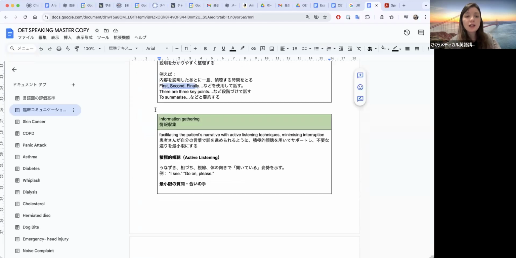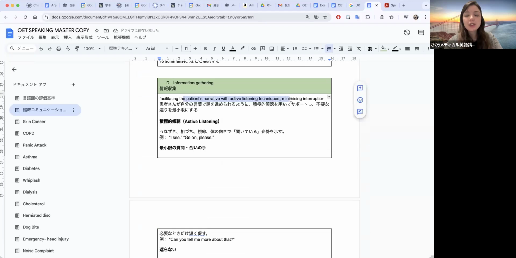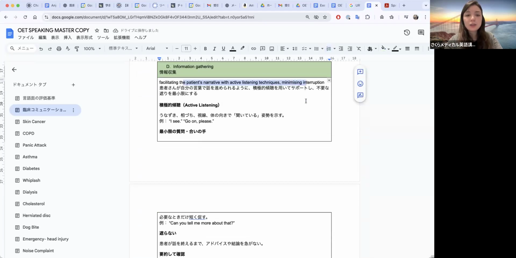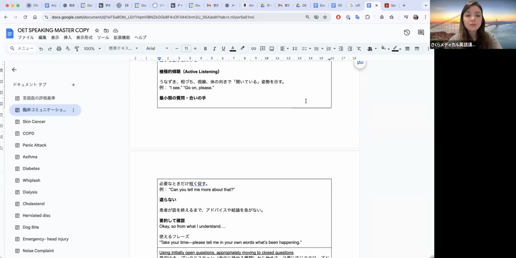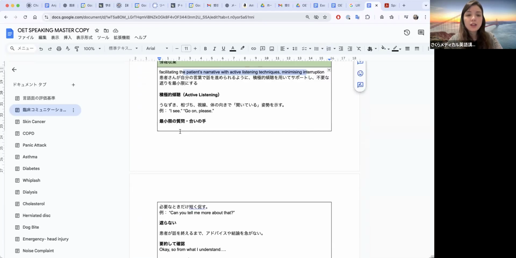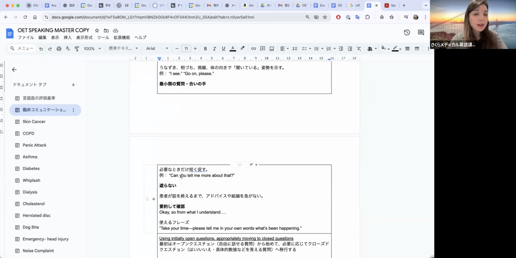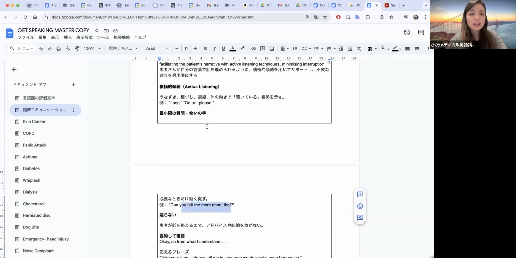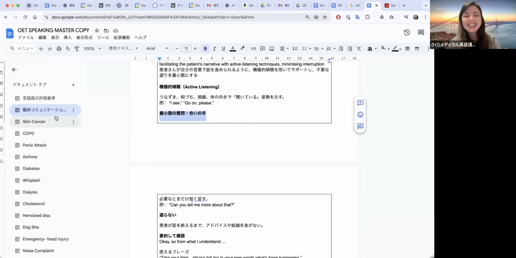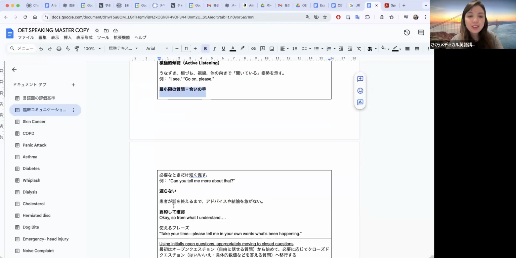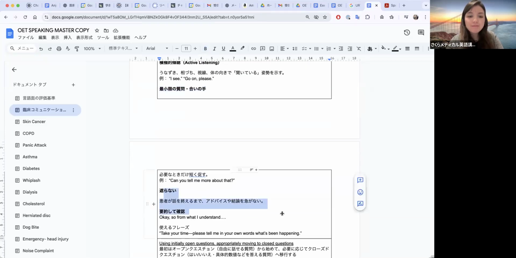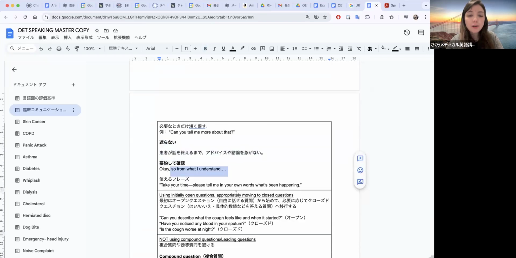So that's C, and we got D, information gathering. Facilitating patient's narrative with active listening techniques and minimizing interruptions. So that's a D1. Active listening. Yeah. Go on. Yeah, I see. That sort of thing. Can you tell me more about that? Yeah. So this is like not talking too much, basically. Not cutting in, summarizing, and then confirming the understanding.